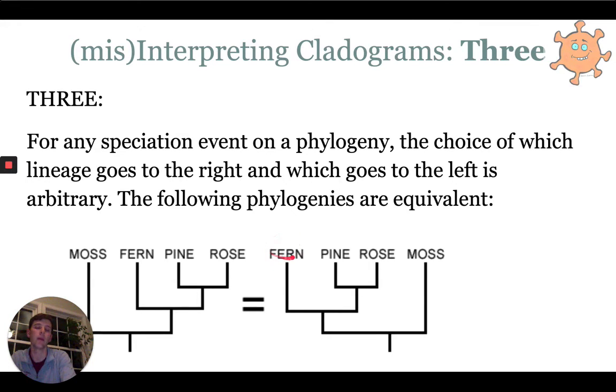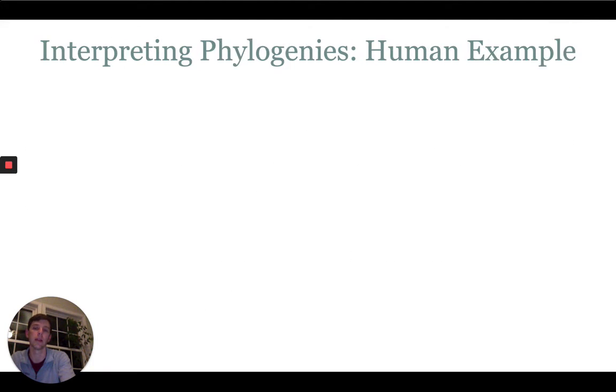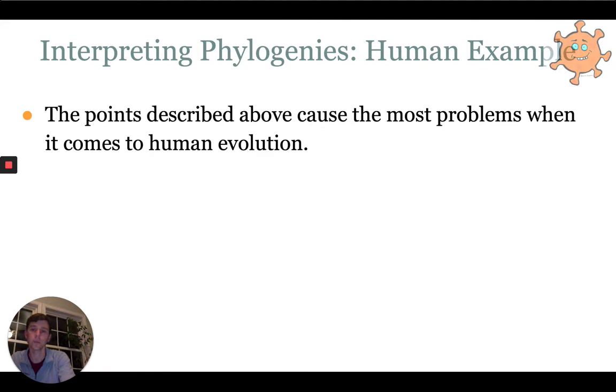Now we have the fern that's all the way on the opposite side. So we can't just look at the tip taxa and read from left to right. We really have to read from the bottom up to be able to understand these. All right?